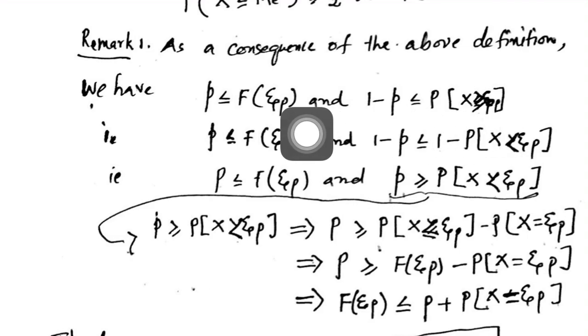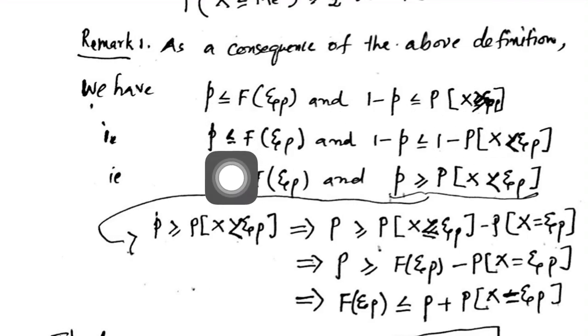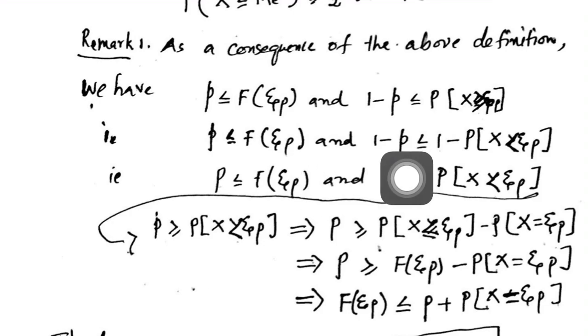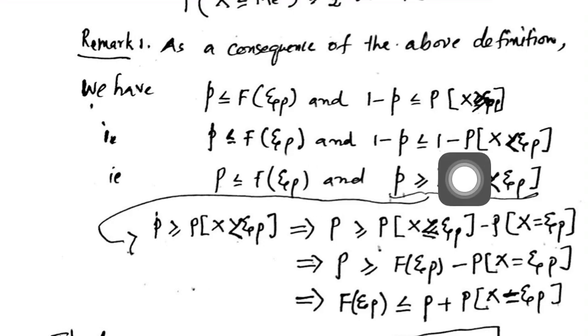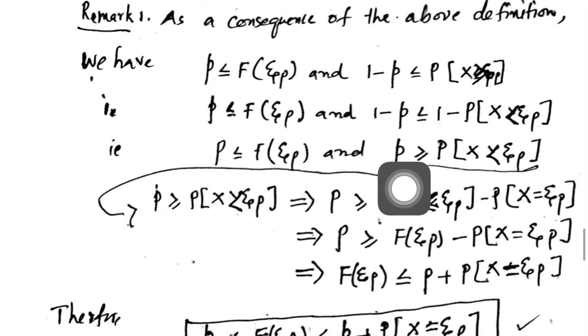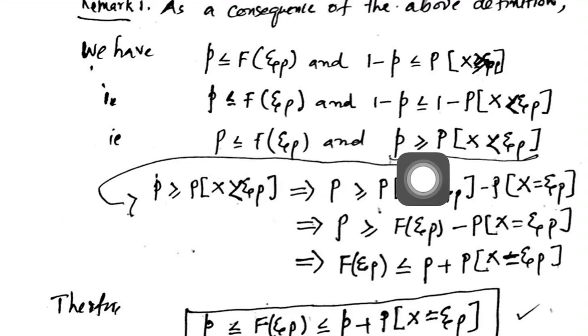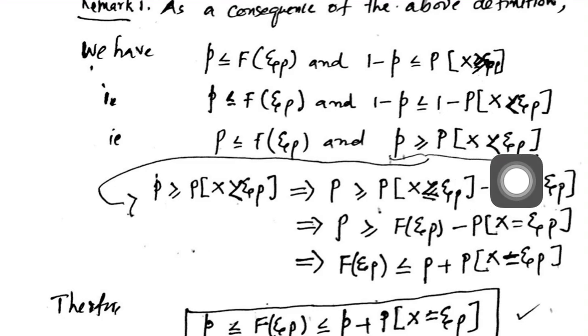Okay, I am repeating here: P less than or equal to f of psi P, and 1 minus P less than or equal to 1 minus the probability that x is less than psi P. That is again P less than or equal to f of psi P, and here I am writing P greater than or equal to the probability that x is less than psi P.